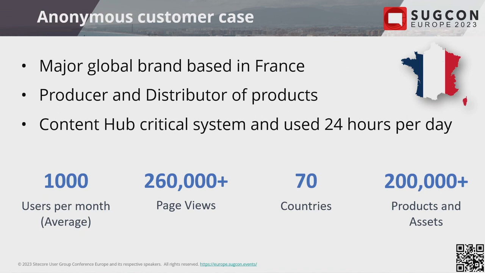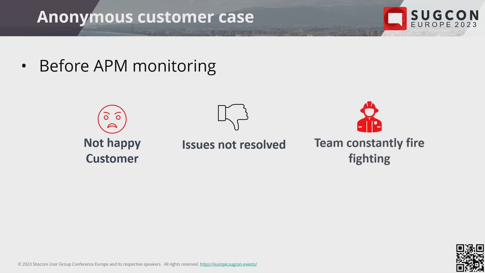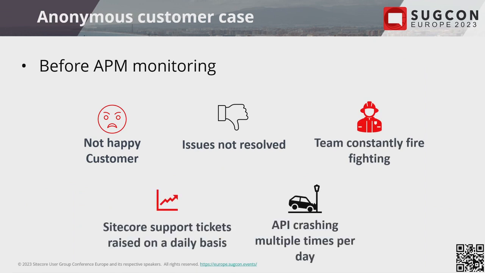And in that, I can see what products are being accessed in Content Hub, what pages, what assets. We can see everything now, and we can see the response times. So with this customer, before we had the APM monitoring, they were not a happy customer. We were raising tickets literally 2 or 3 a week to Sitecore support because Graph was broken, the API was down, the system was not working.